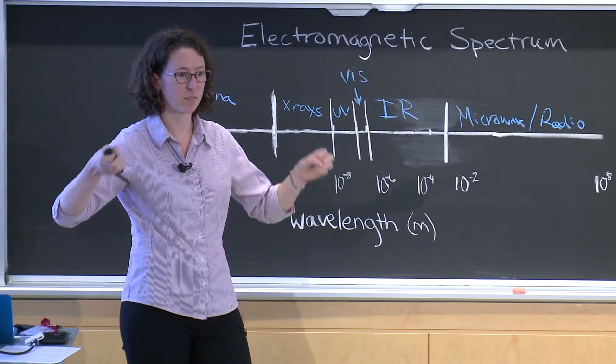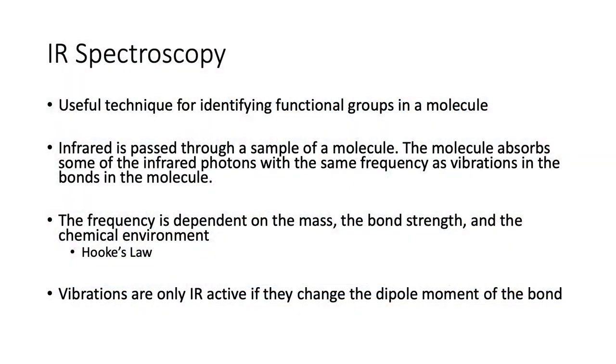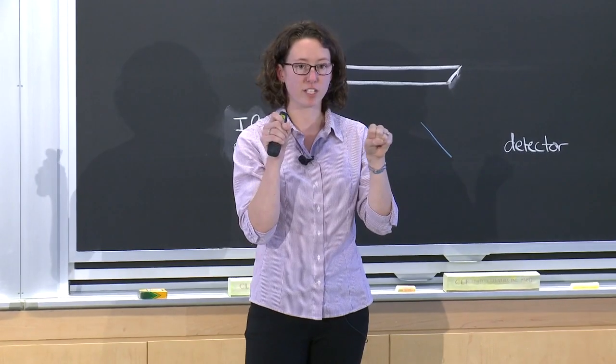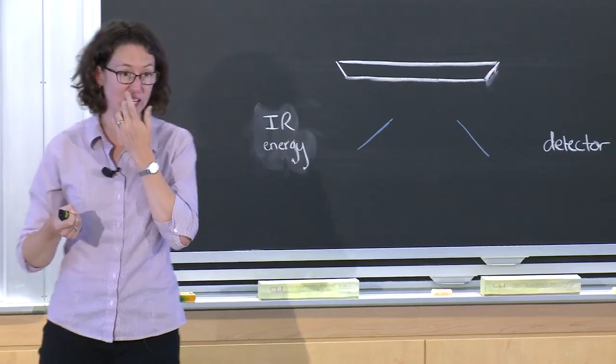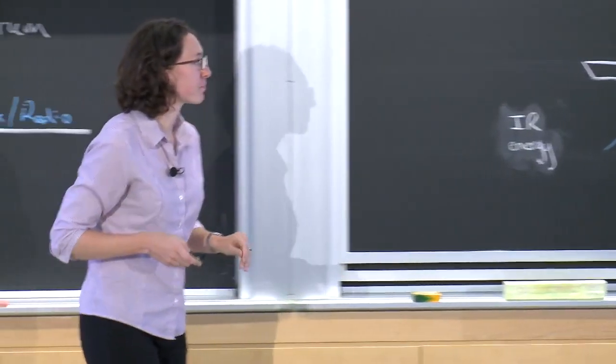Makes sense, sort of? So vibrations are only IR active if they change the dipole moment of a bond. So you can't see all the bonds in your molecule using IR spectroscopy. We can see most of them since most molecules are not perfectly symmetric. But like carbon-carbon bonds, that stretch does not really change the dipole much. So you don't see those very strongly, if at all, in most of your IR spectra.